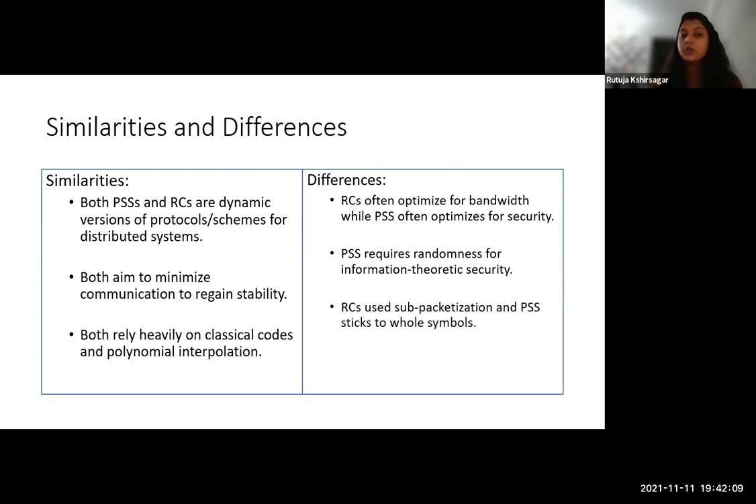Regenerating codes use sub-packetization, which means that recovery can happen by accessing partial information which is stored at each of the servers, whereas proactive secret sharing sticks to the whole symbols, which means that if we access a particular server for recovery, then we have to use the entire information that is stored at that server. Moreover, there are constructions for arbitrary adversary structures in the proactive secret sharing domain, whereas there are no such constructions in the regenerating code domain.